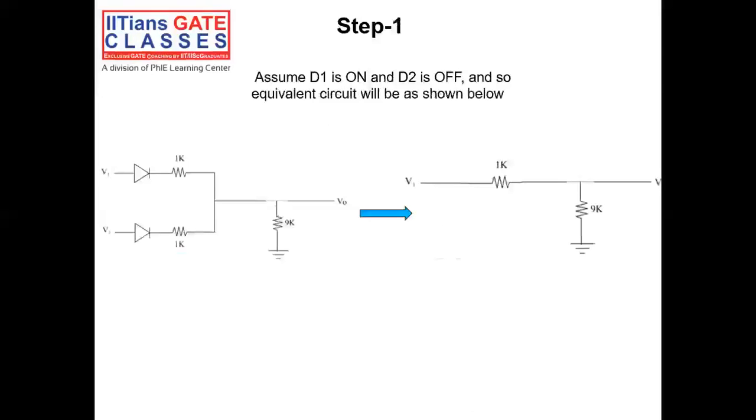So what we will do, we'll go to step 1 again and change our assumption. So what will be the new assumption? It will be: assume D1 is on and D2 is off. This is our new assumption.